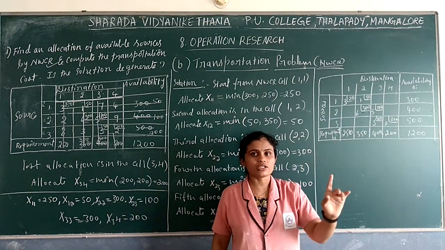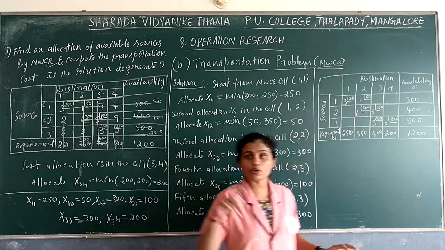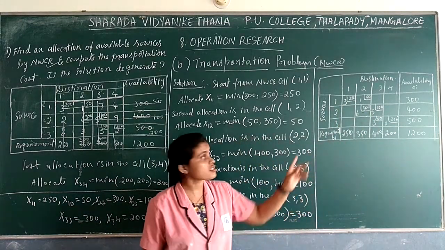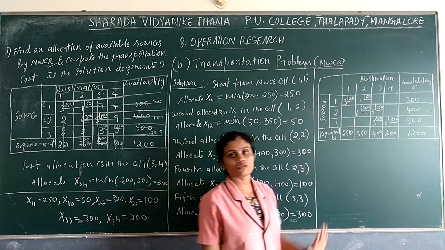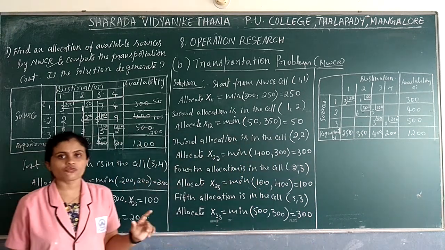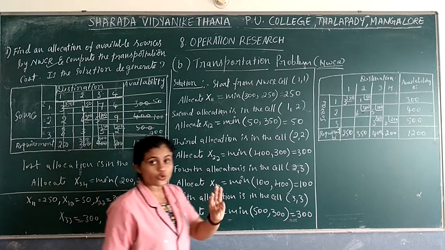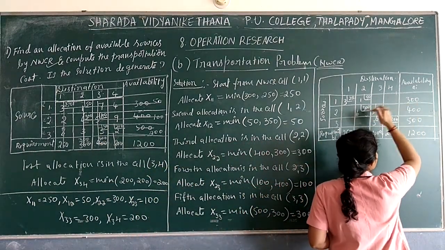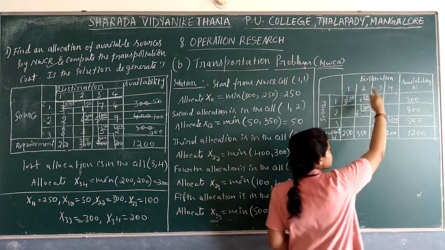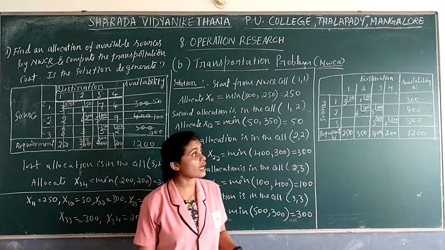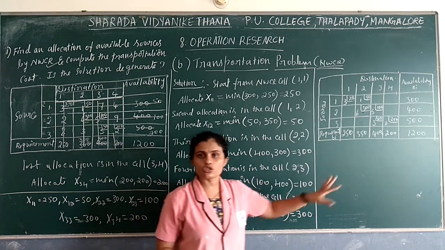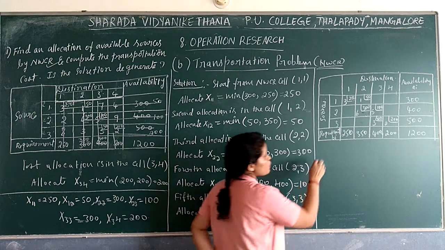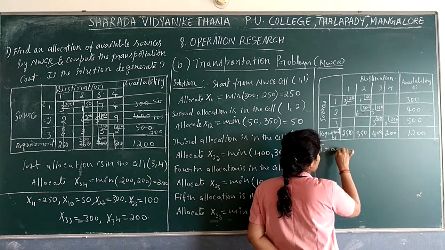And also one more condition was there: our allocation should be more than 0. Yes, all these are non-zero allocations. So this solution is a basic feasible solution since it satisfies those 3 conditions. The conditions were: first, it has to satisfy the given availability; second, it has to satisfy the given requirement; and also it should be more than 0. Yes, it is a basic feasible solution. Now find out transportation cost. How to find out transportation cost?